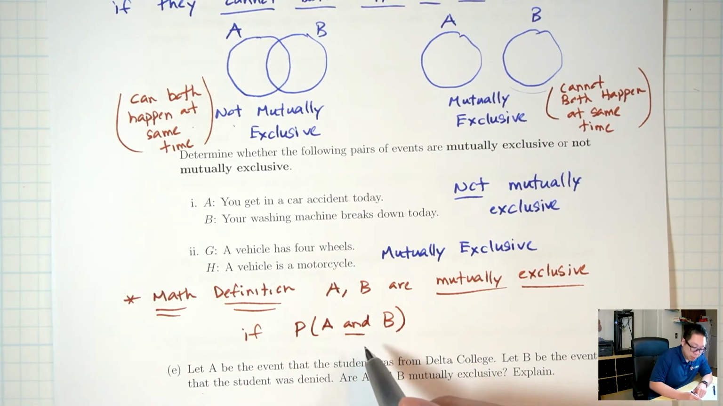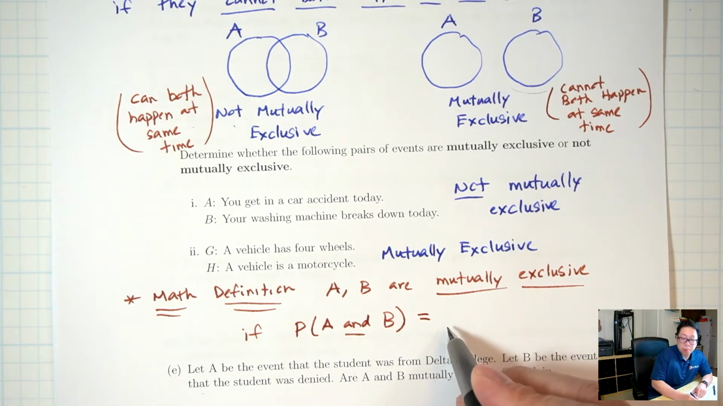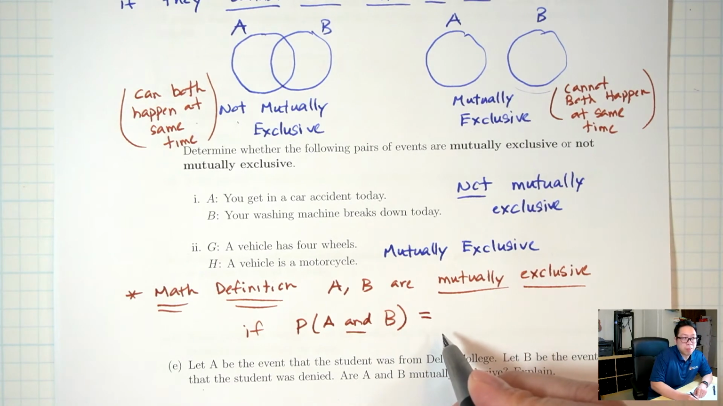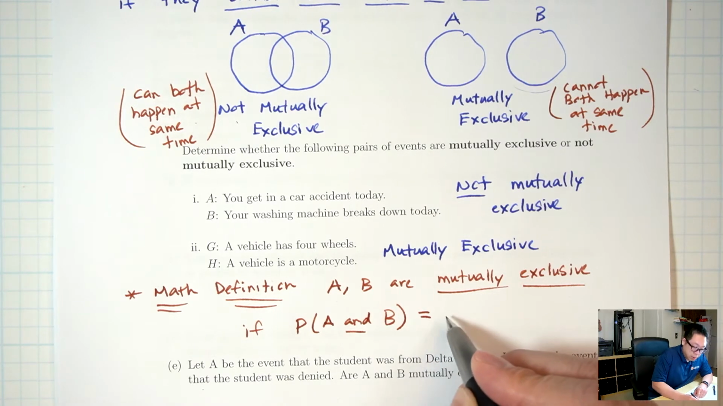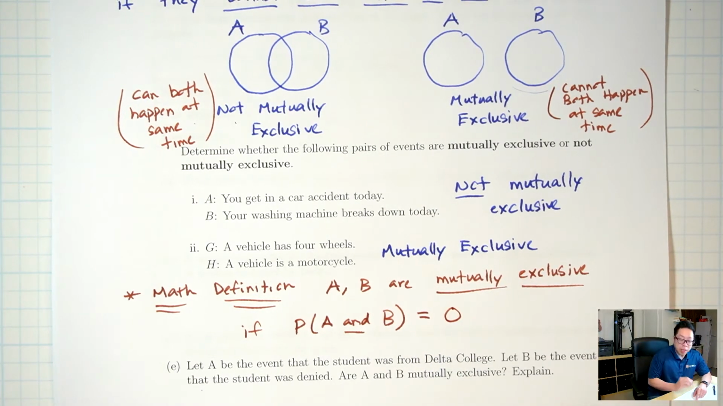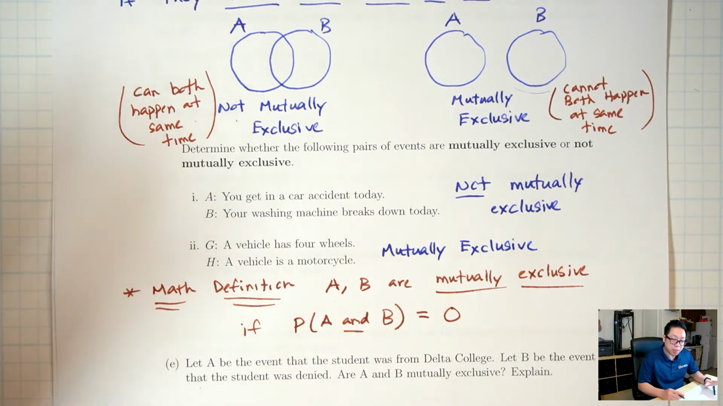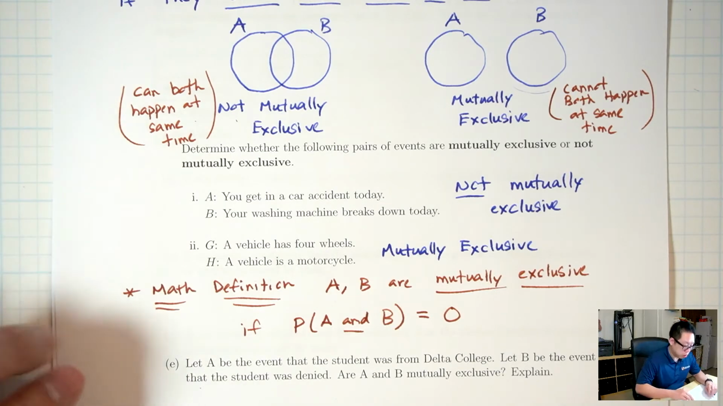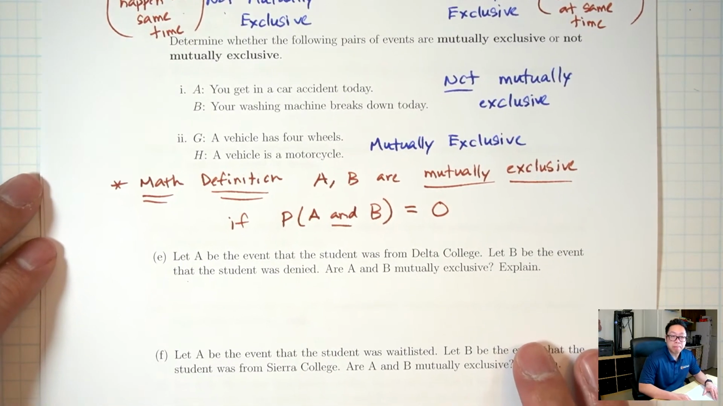If they cannot happen at the same time, what's the probability? What probability means that they cannot happen? 0. So we're saying that the probability of both happening at the same time is 0, which means it's never going to happen. That's the math definition, and that's what we're going to use for parts E and F.